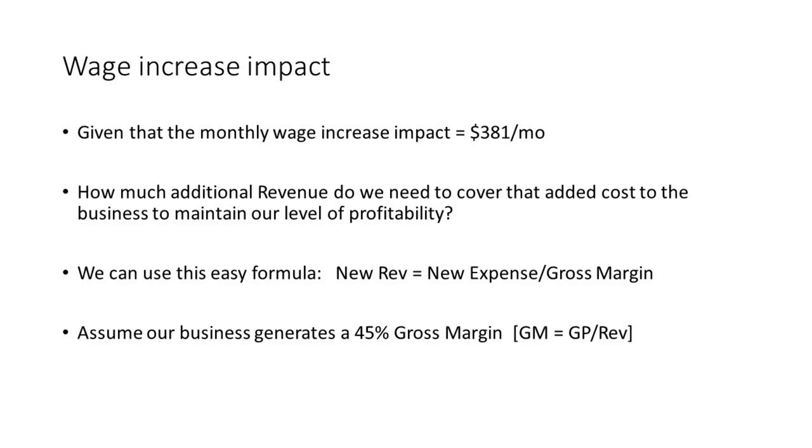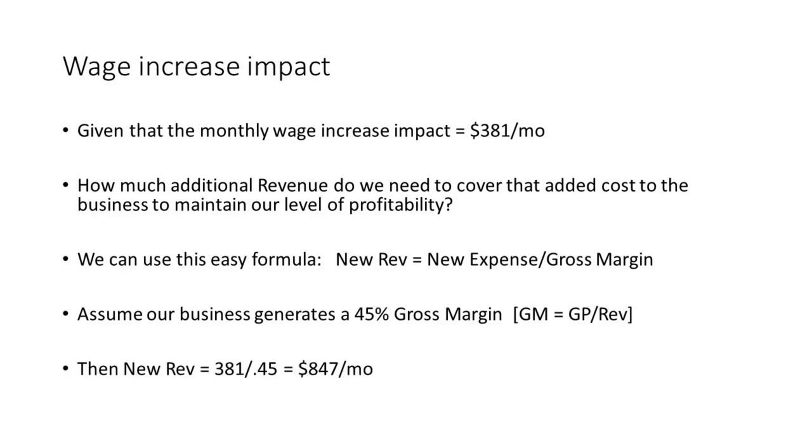So if our business is generating a 45% gross margin, and we know the new expense, which is the wage increase impact, is $381 a month, then it's straightforward to calculate that the new revenue we need to generate every month to cover the wage increase impact with our 45% gross margin business is $847 per month. That's what we need to generate every month in order to pay for the wage increase we're offering to the employee.